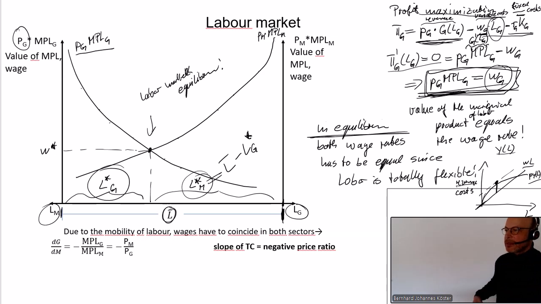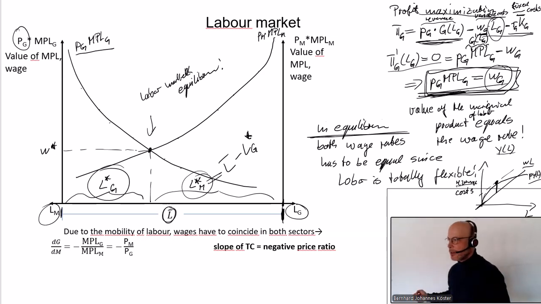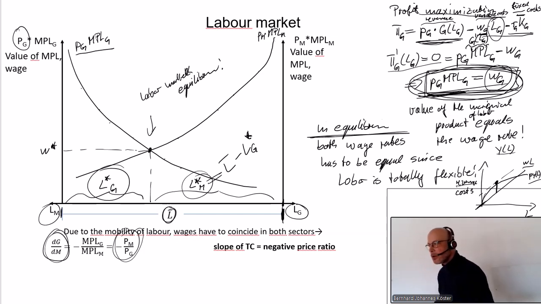And we can derive something else which we need later on. We have derived the transformation curve. We can also now find a connection between the slope of the transformation curve and the price ratio. And the result is the slope of the transformation curve is the price ratio. And why is this true? Well, these two conditions have to hold simultaneously in both sectors.